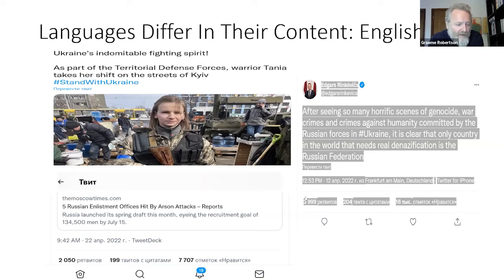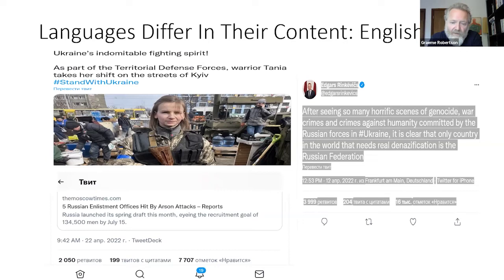Another thing you find a lot of in the English language tweets are events not in Ukraine, and so sometimes these are events with externally displaced people in Poland or somewhere like that. Other times there are events in Russia. So this particular tweet at the bottom here from the Moscow Times is about arson attacks on Russian enlistment offices throughout Russia where soldiers are signing up.